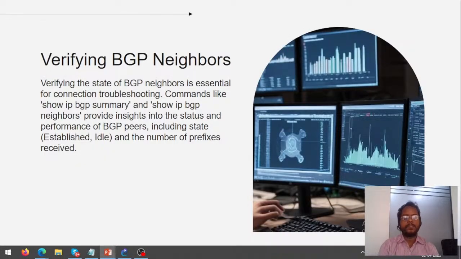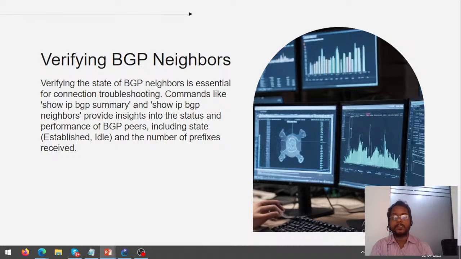Then you have to verify the BGP neighbors. Verifying the state of BGP neighbors is essential for connection troubleshooting. So you have to verify that the connection is stable. Commands like show ip bgp summary and show ip bgp neighbors provide insights into the status and performance of BGP peers. You have to make sure of the state the BGP peers are in, including established and idle, which I was talking about, and the number of prefixes received. If the number of prefixes received is mismatched, then the neighbor relationship is troublesome.